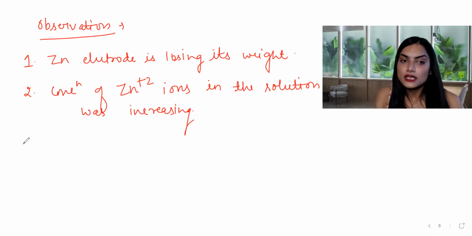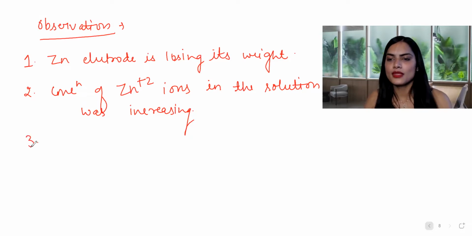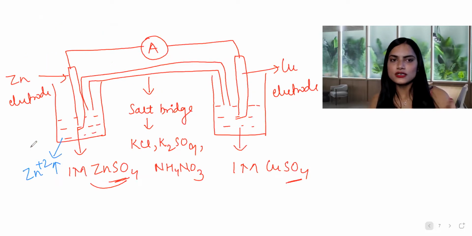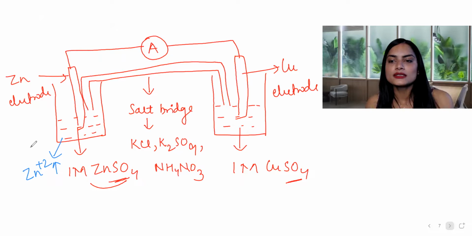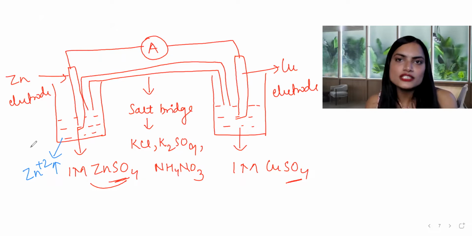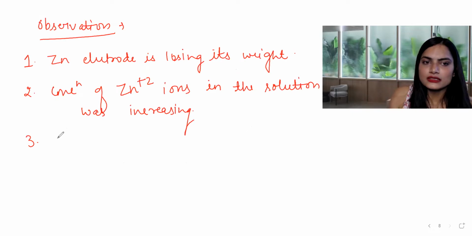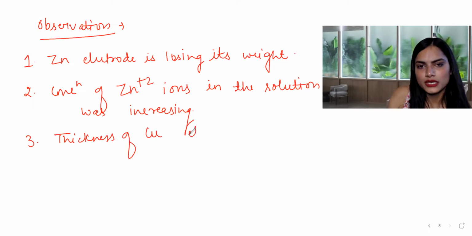Third point was observed in the right side beaker, in which the copper electrode was dipped in copper sulfate solution, whereas the left beaker had zinc dipped in ZnSO4 solution. What was happening? The thickness of the copper electrode was increasing. I'm mentioning here that the thickness of the copper electrode was increasing.